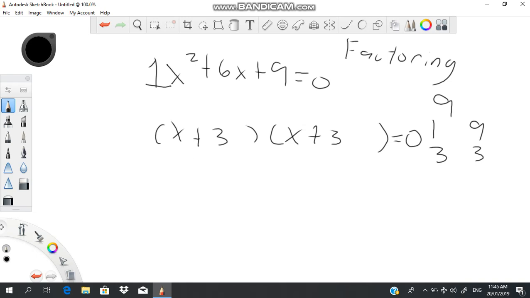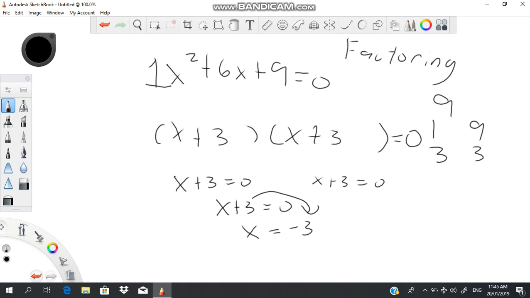Now what you're going to do is equate both of these factors to 0. So that's x plus 3 equals 0, and x plus 3 equals 0. Since they're the same, the answers are going to be the same. So x plus 3 equals 0. Transpose this: once you transpose a positive, it will become negative. So x is negative 3. Same with this, move it to the other side, it's going to be negative 3. X equals negative 3. So this is your answer.